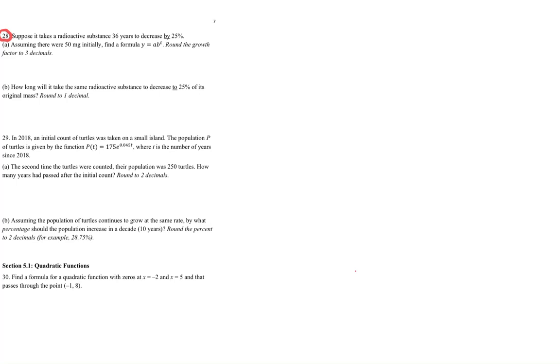Right, so we're looking at 28. Suppose it takes a radioactive substance 36 years to decrease by 25%, assuming there were 50 milligrams initially. So we can write out a formula: Y is equal to our A value of 50, B to the power of T, right? We don't know what B is, so we're going to have to use that at 36 years, we're going to be decreased by 25%.